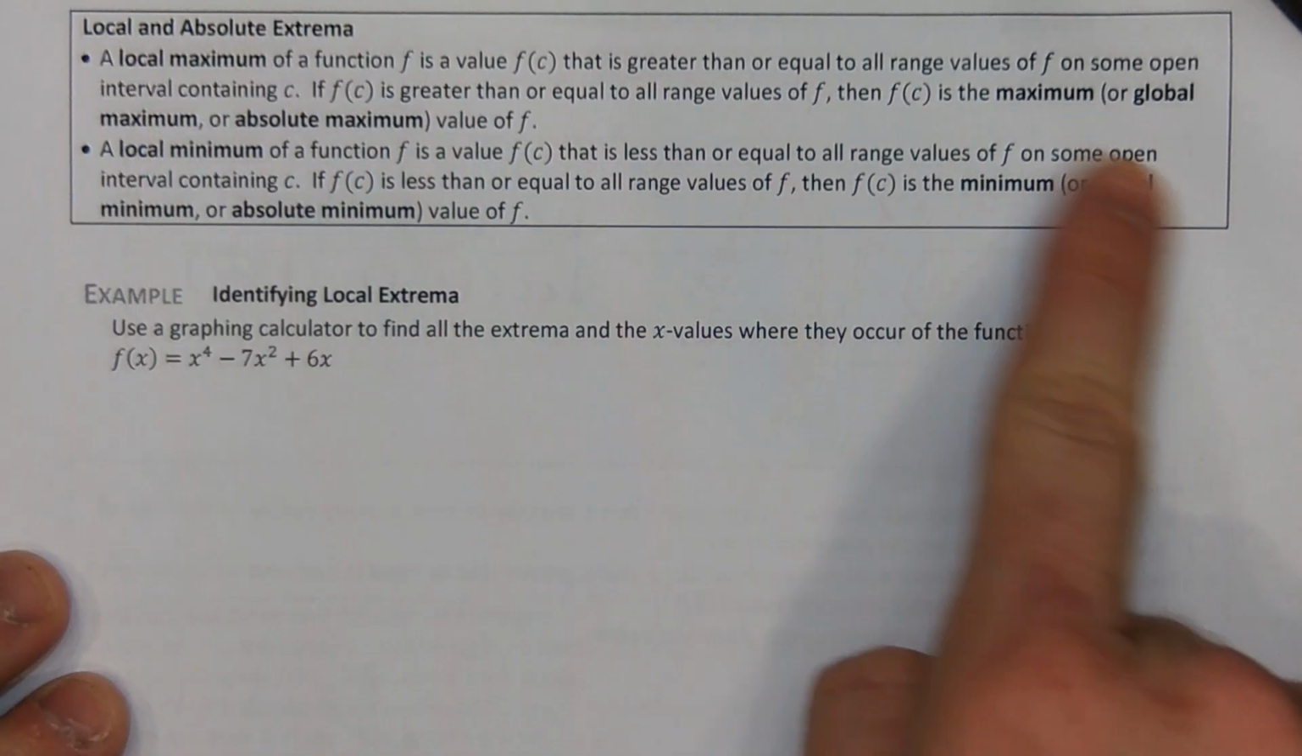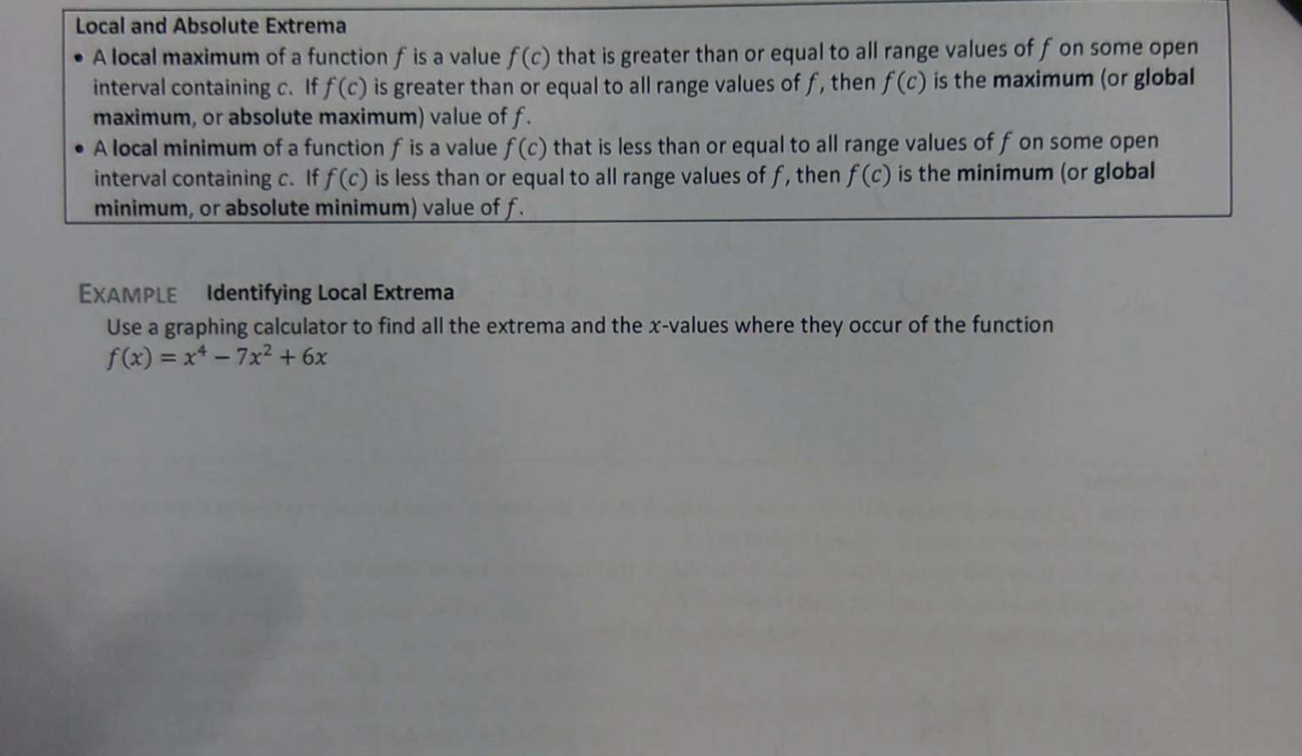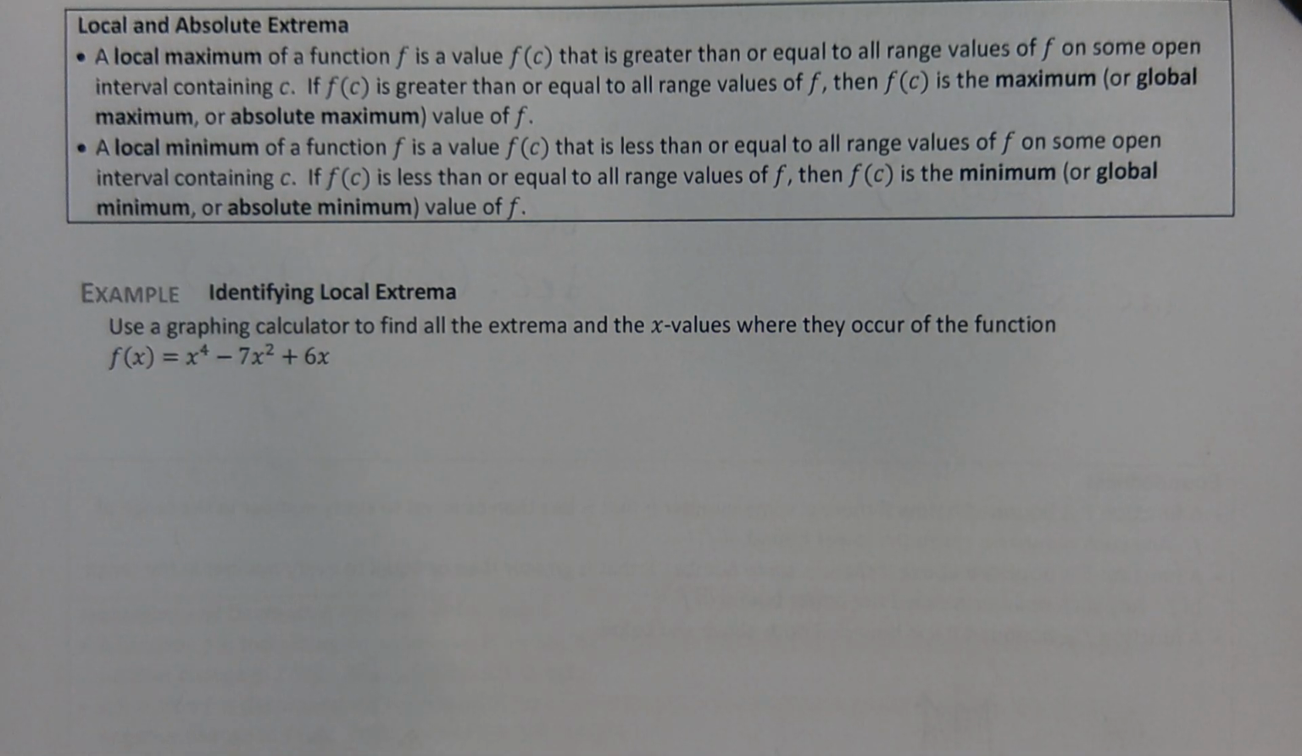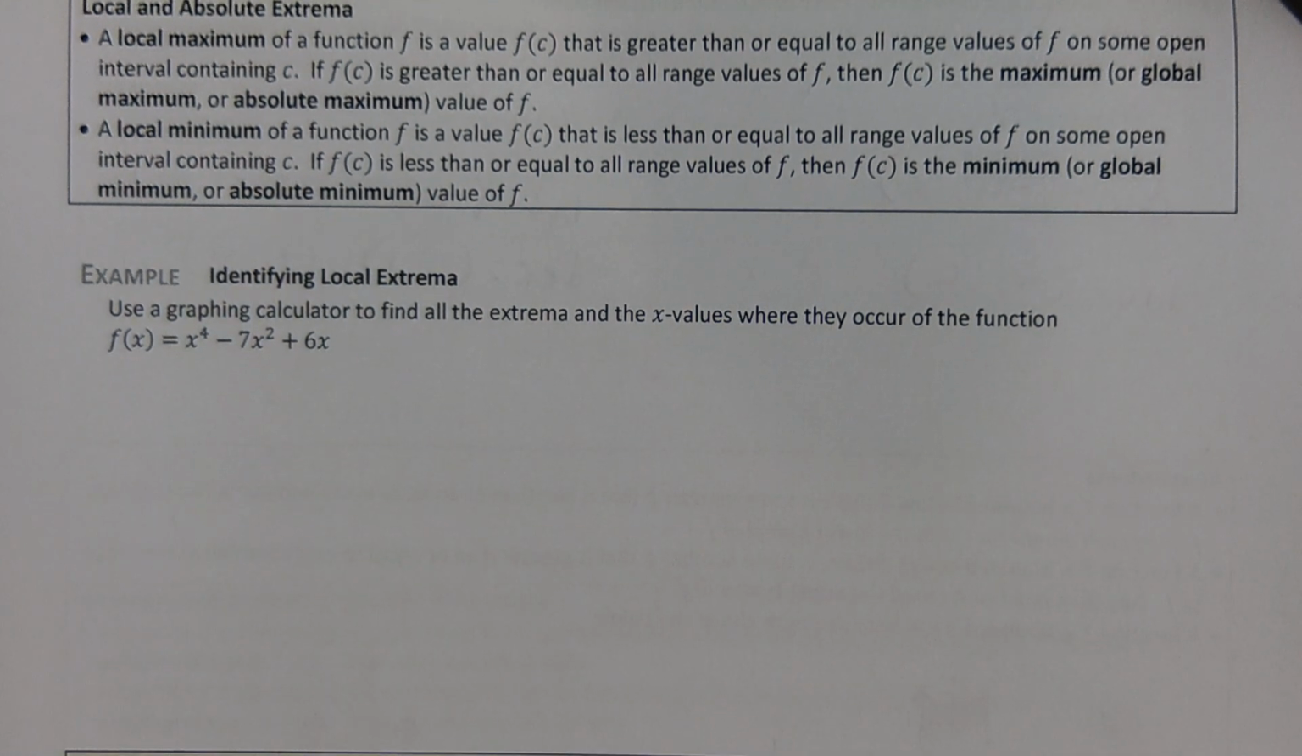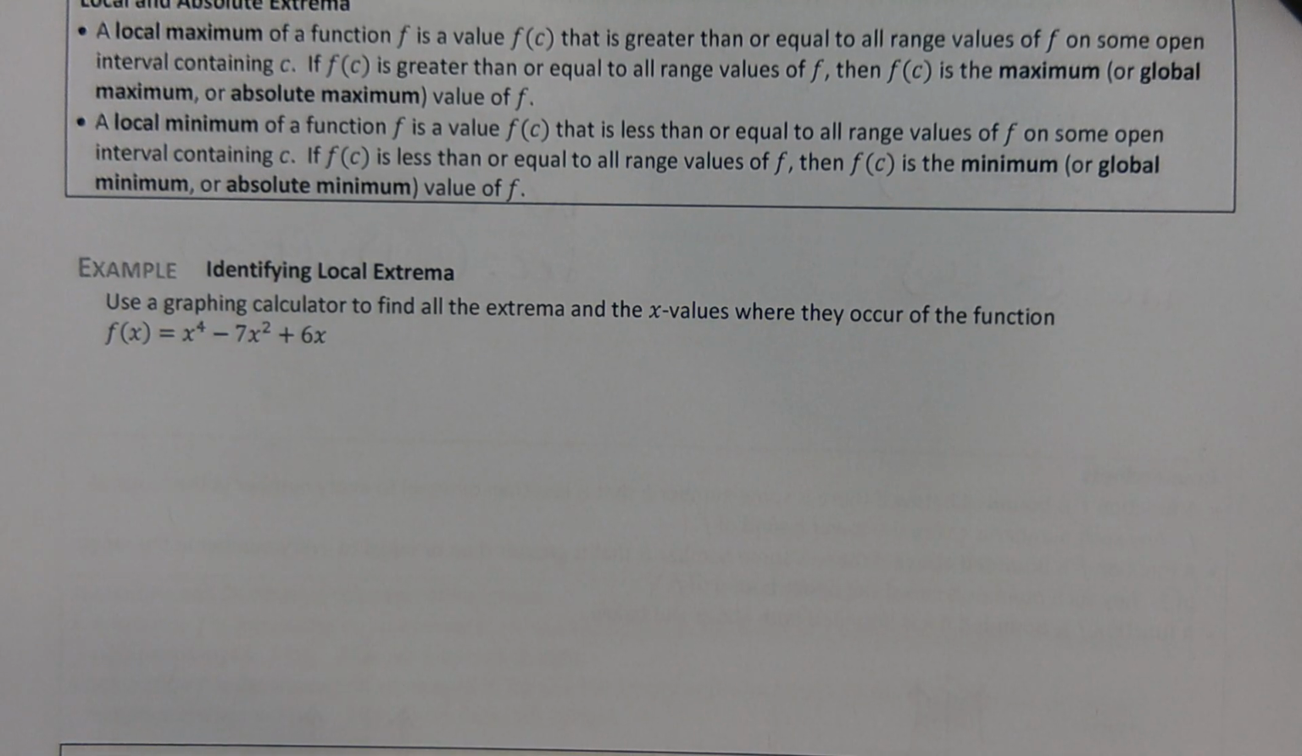There's a lot of fanciness going on in here, but here's what it says. A local maximum is the highest y value in its general vicinity. A local minimum is the lowest y value in the general vicinity. So turn back, because we have some curves drawn.